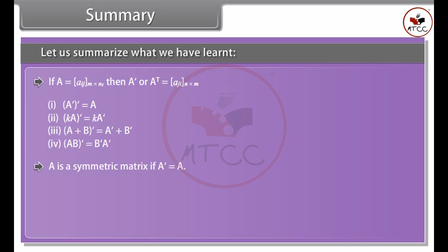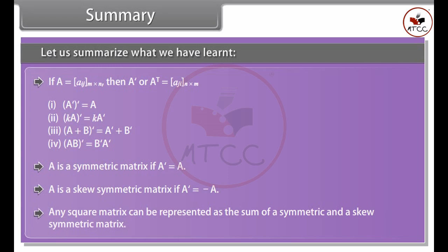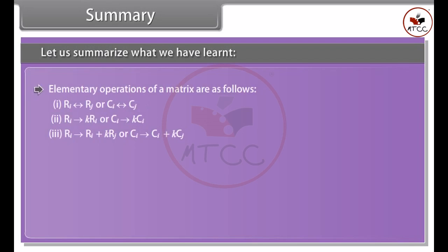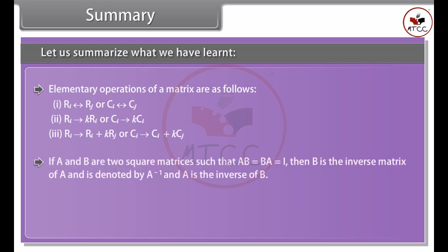A is a symmetric matrix if A dash is equal to A. A is a skew symmetric matrix if A dash is equal to minus A. Any square matrix can be represented as the sum of a symmetric and a skew symmetric matrix. Elementary operations of a matrix are as follows. If A and B are two square matrices such that AB is equal to BA is equal to I, then B is the inverse matrix of A and is denoted by A inverse, and A is the inverse of B. Inverse of a square matrix, if it exists, is unique.